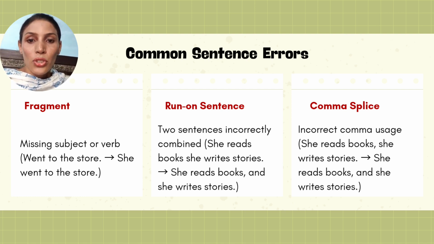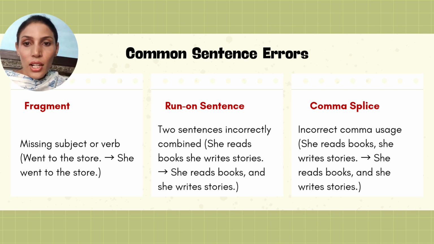A run-on sentence means two sentences incorrectly combined: "reads books, she writes stories." There is something missing, I think. "She reads books and she writes stories." This is the correct form of the sentence. A comma splice is incorrect comma use: "she reads books, comma, she writes stories." The corrected version is "she reads books and she writes stories." Now it's a better place for putting the comma. So these are major errors in sentences that we may commit, and we should avoid them.